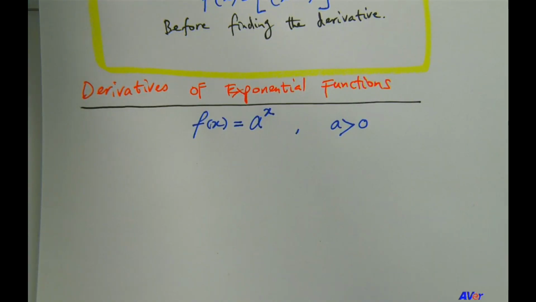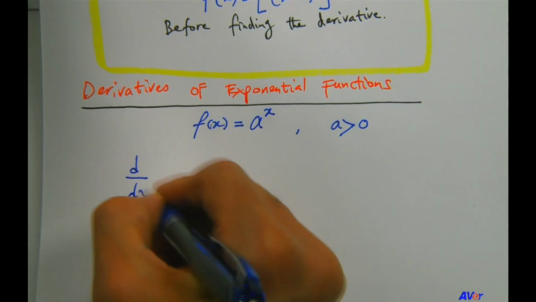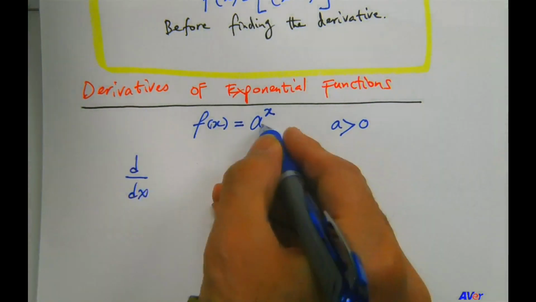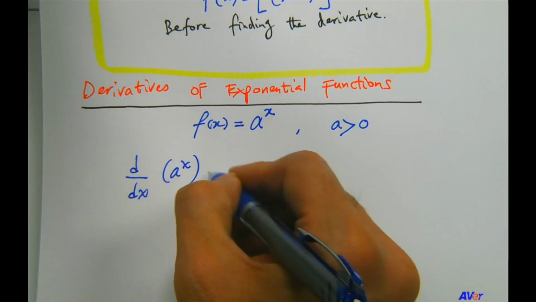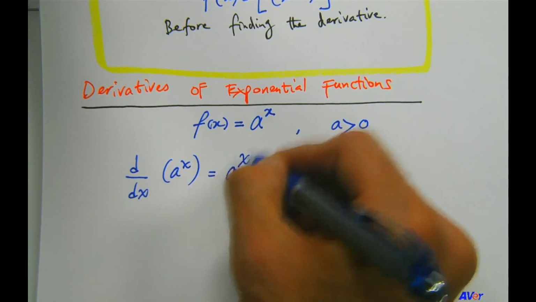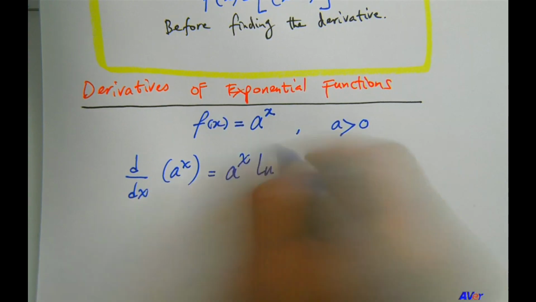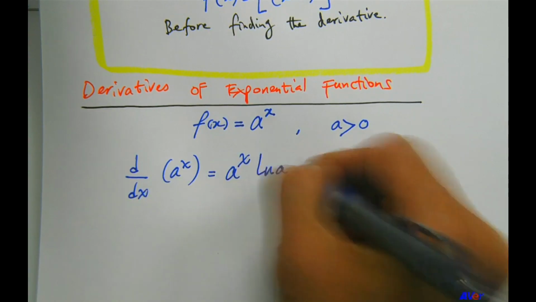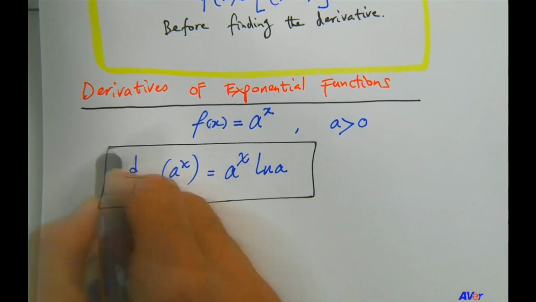Then, if we want to take the derivative of such an exponential function, the most basic exponential function, a to some x power, that is equal to the exponential function, a to the x, whatever it was, times the natural log of the base. Like that.